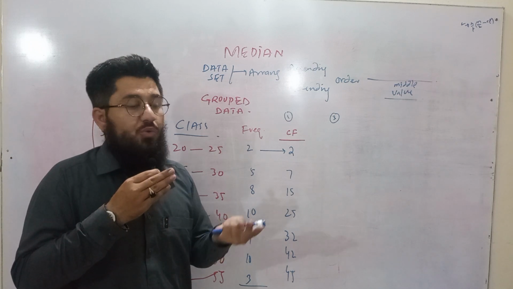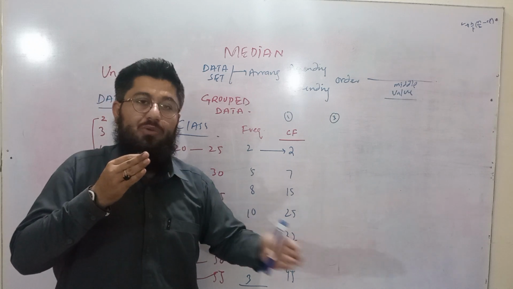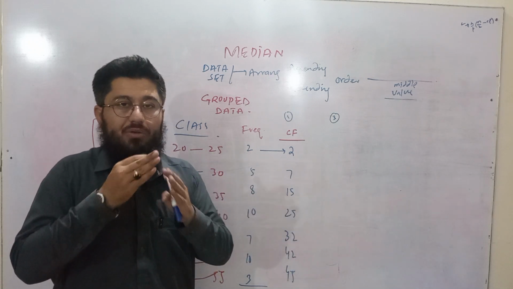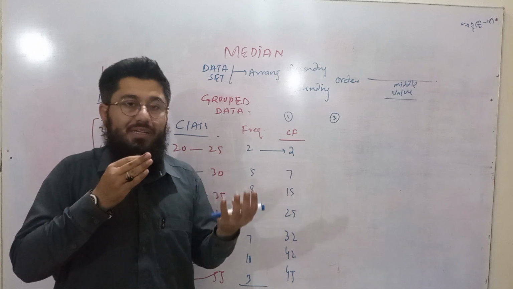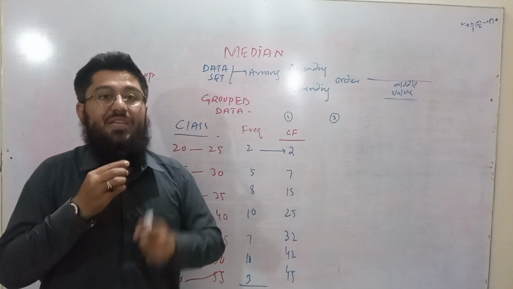We can also arrange it in a descending manner. First we write the bigger value, then we go downward. Means we can write 10, then go for 9, 8, 7, then down to 1. So you can write in any order, whether descending or ascending. It is up to you, but the point is you have to arrange the data.